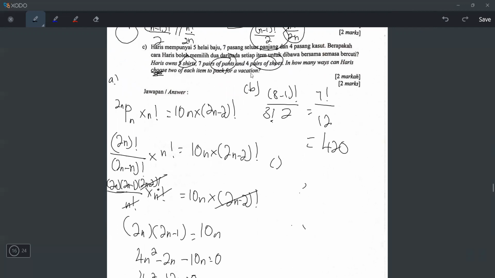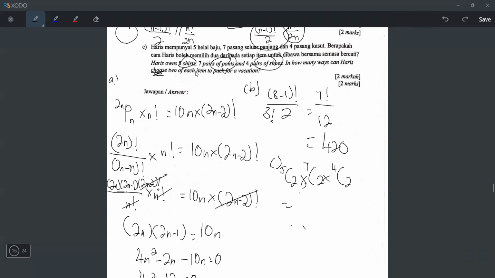So you want to go enjoy a holiday, you want to go on vacation, but you want to choose 2 shirts, 2 pants, 2 shoes. So from 5 shirts, I choose 2. From 7 pants, I choose 2 each. 4 shoes, I choose 2 to pack inside the luggage. And then times. Not plus, you have to times. If you do plus, it's wrong.